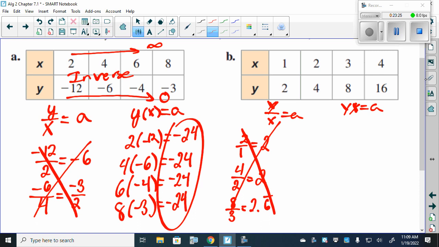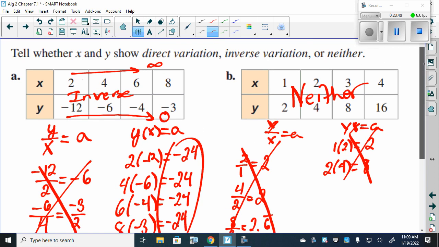All right, let's try inverse. 1 times 2 is 2. Yeah. 2 times 4 is, well, that didn't work either because we need the amounts to be the exact same, yes? So what is this one going to be? Neither. It's not direct or inverse variation. It's actually a quadratic equation, if we were going to put a name on it. Questions on this here?